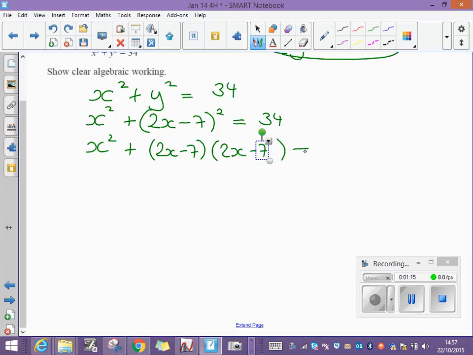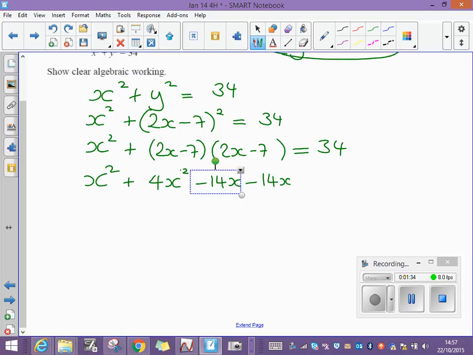and that is equal to 34. Okay, removing the brackets, x squared plus 2x times 2x, so the first terms, that gives me 4x squared. The outer terms multiplied together is minus 14x. The inner terms multiplied together is also minus 14x. And then minus 7 times minus 7 is 49. And that is equal to 34.